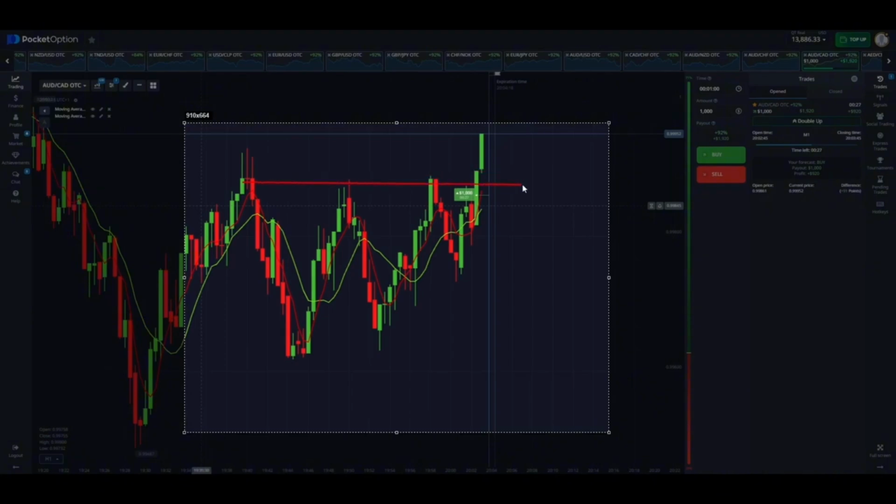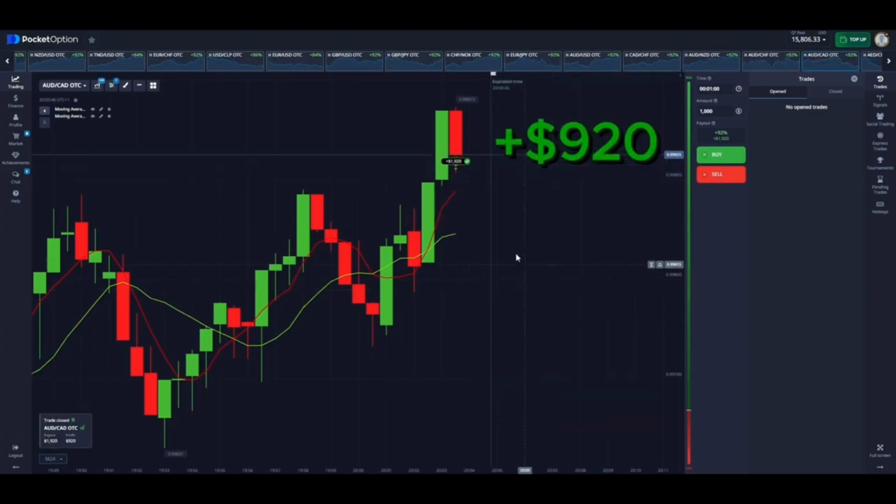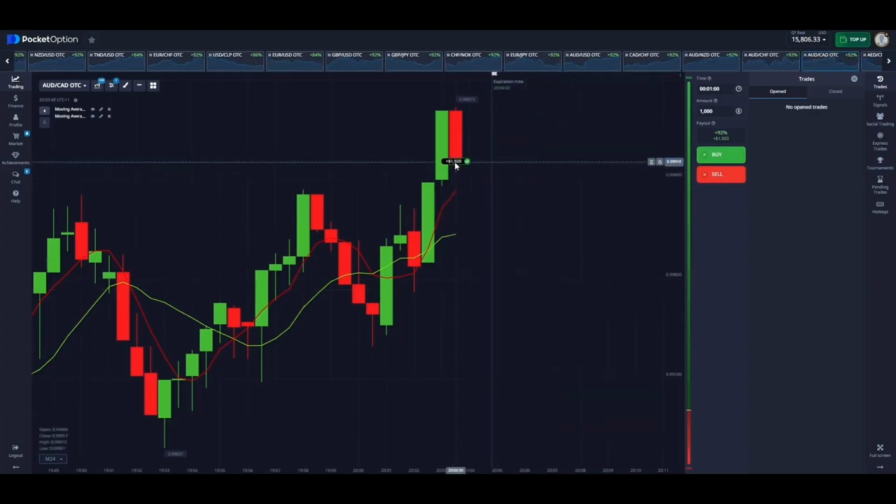By the way, I see a strong sideways movement on the chart, and right now we can observe the breakout of this range upwards. This signal brings me another $920.